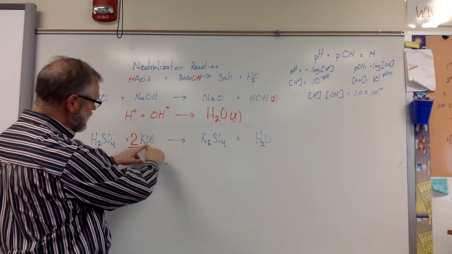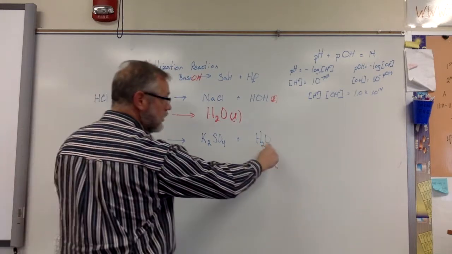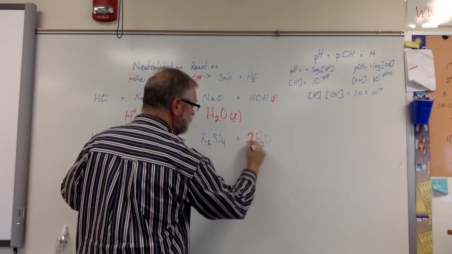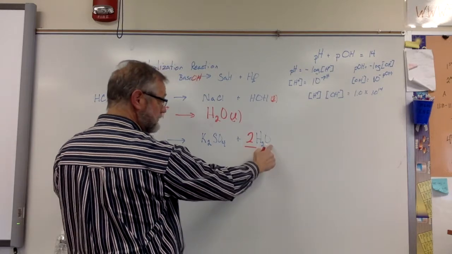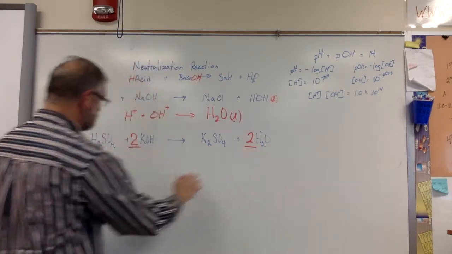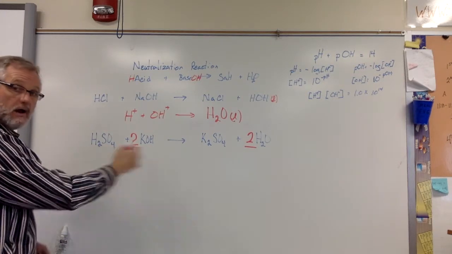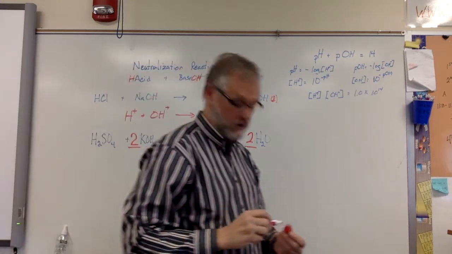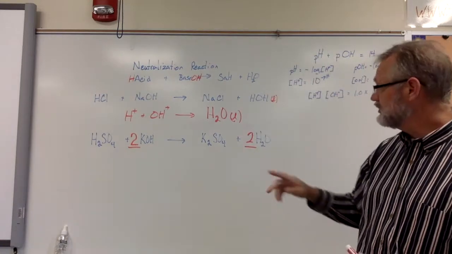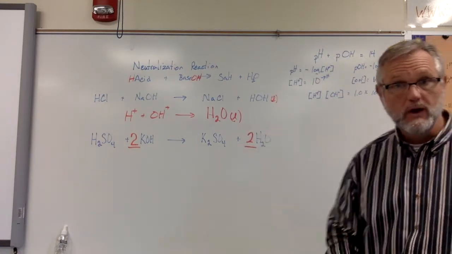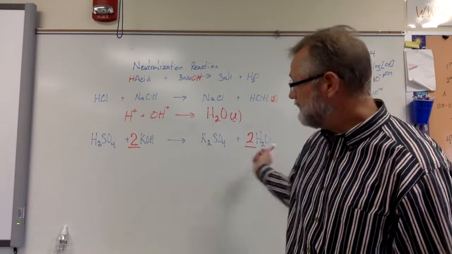I have two oxygens, and I have one oxygen, so I'm going to have to put a 2 here. When I do that, that gives me 4 hydrogens: 2 hydrogens plus 2 more hydrogens is 4. And it's balanced with 1, 2, 1, 2 coefficients. So I balanced it.